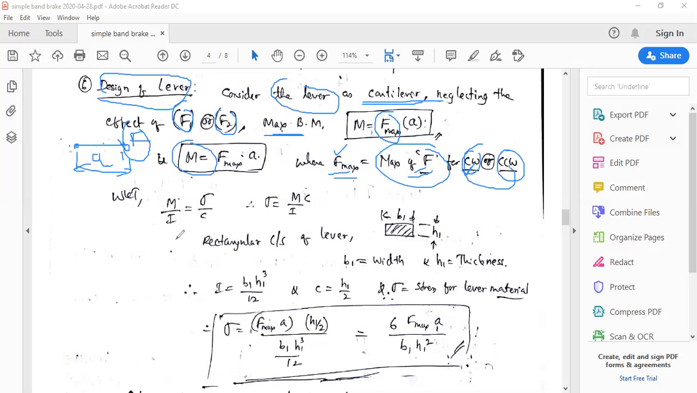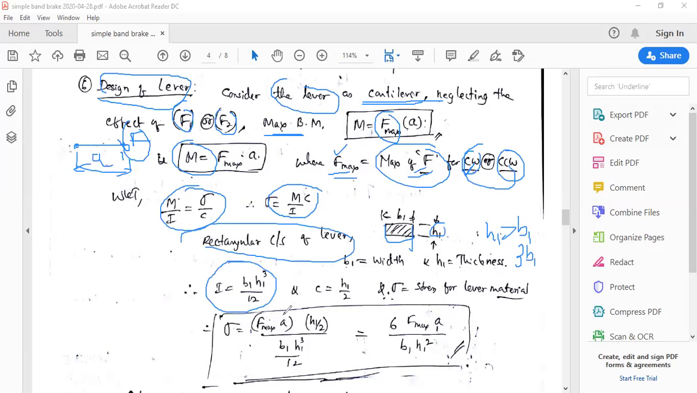Since it is treated as a beam here, we make use of the bending equation: M by I is equal to sigma by C, or sigma is equal to M by I into C. Here this is the value of B1 and this is the value of H1. Usually H1 is greater than B1, and that will be given. If it is not given, you have to assume that value as twice or thrice the value of B1. Here it is assumed to be a rectangular cross section, which is known.